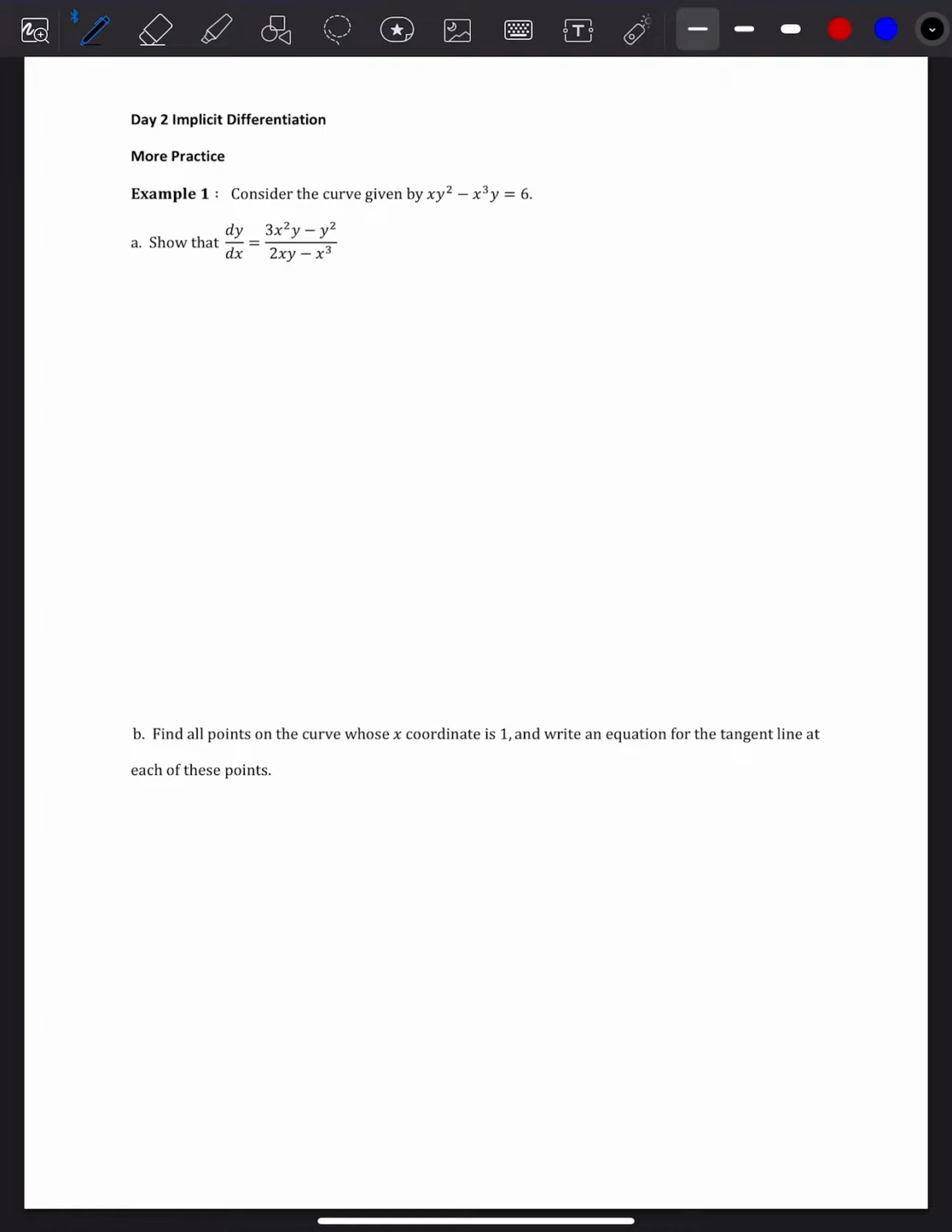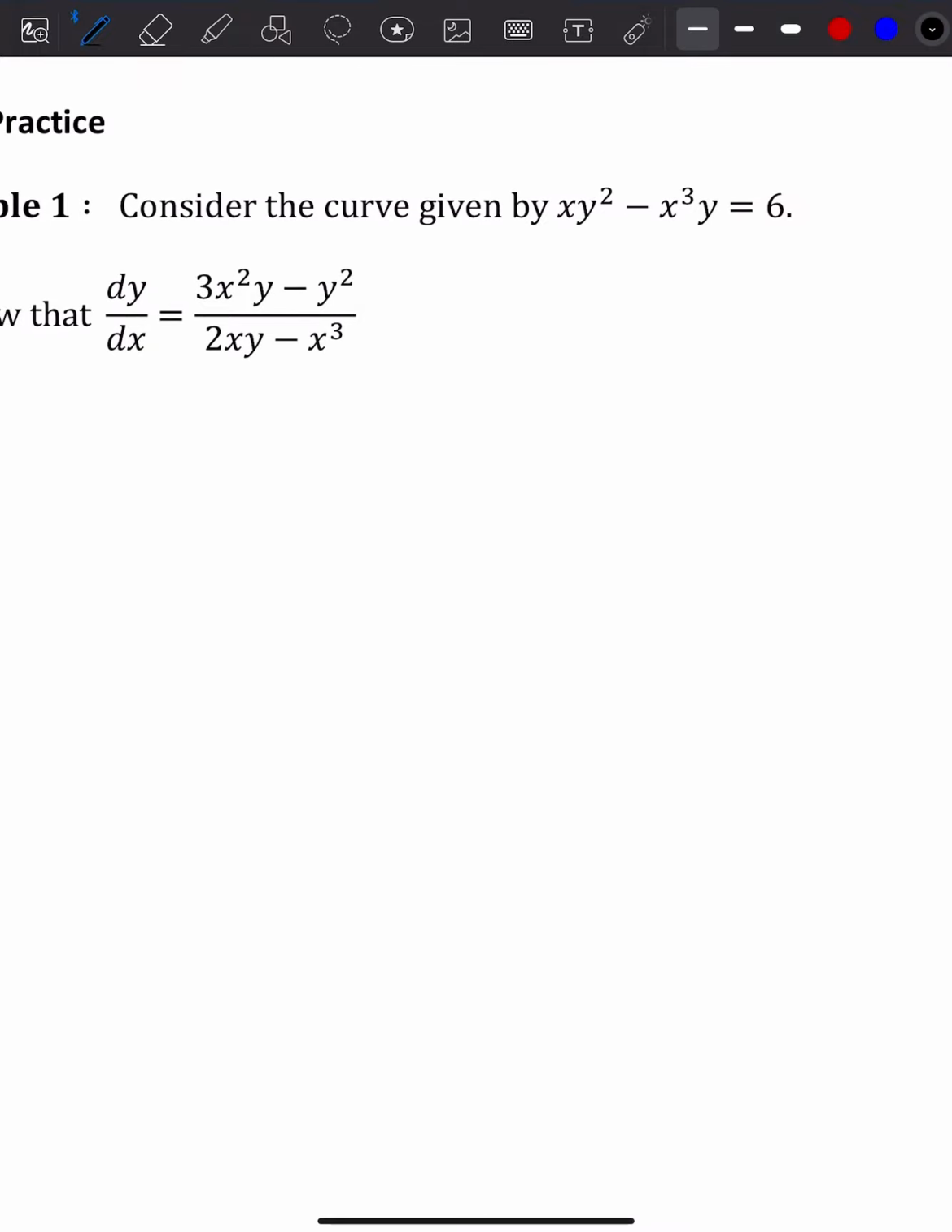Something that commonly shows up on the AP test as a free response question is: consider the curve given by x times y squared minus x cubed times y equals 6, and show that dy over dx is equal to this specific derivative. These types of questions show up quite often, and they are ways of giving an equation and saying, hey, here's the answer, show how you get there. Realistically speaking, we're going to do everything we would have done normally. We just now have an answer that we need to show is the same.